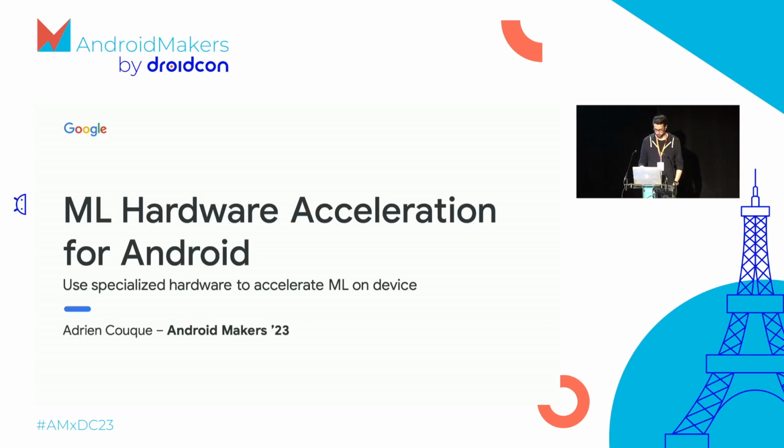I'm Adrien. I work at Google on a team called Android ML, and the ML stands for machine learning. So what we do is we try to make machine learning easier for Android developers mostly, and also for other apps, and also for the whole ecosystem.